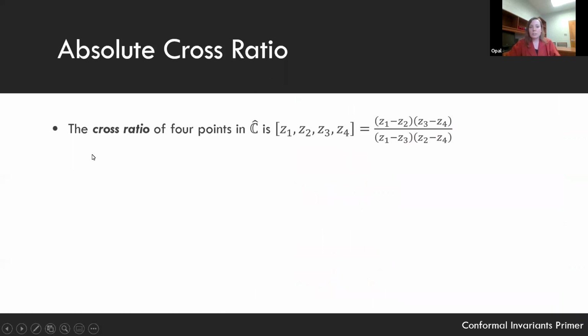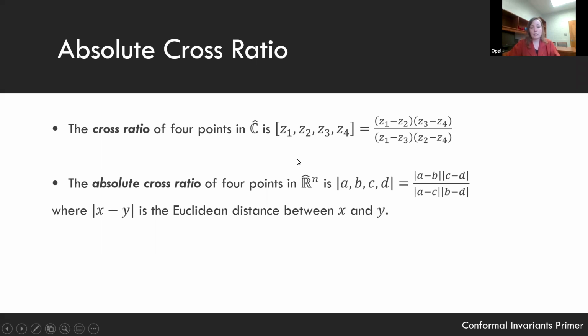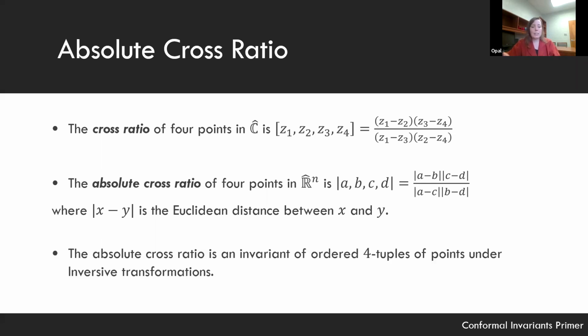And then the other conformal invariant that we're using is the absolute cross ratio. So just to remind everyone, we're familiar with the cross ratio of 4 points in the extended complex plane having this formula here. And the absolute cross ratio looks similar. It's for 4 points in the 1-point compactification of Rn. It has a formula that looks really close to that, except that it's just Euclidean distance between the 2 points used instead. So the important takeaway here for absolute cross ratio is that it's an invariant of ordered 4 tuples under inversive transformations. So that's where it gains its utility here.